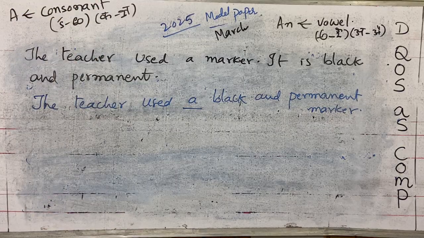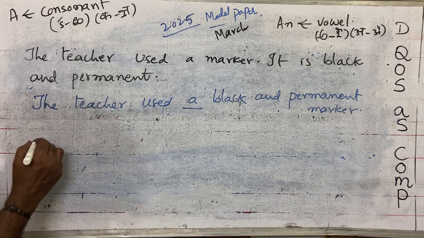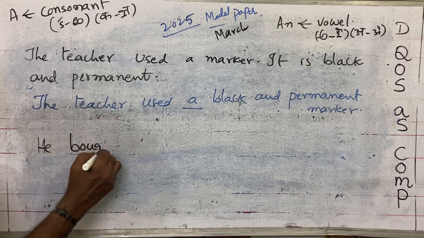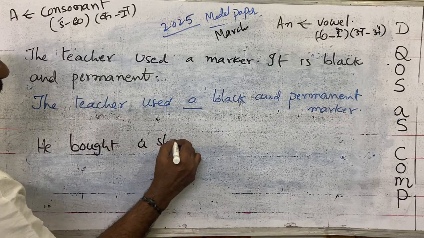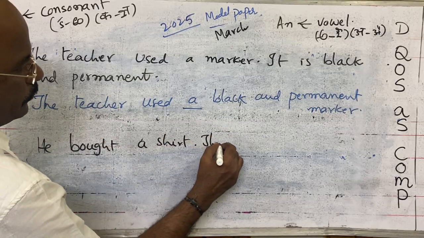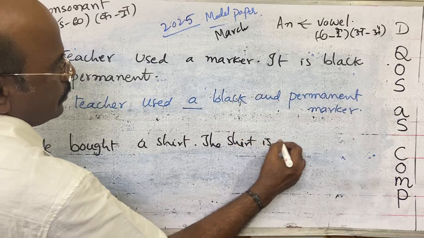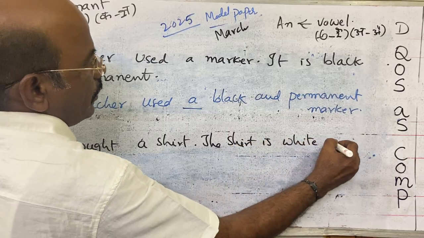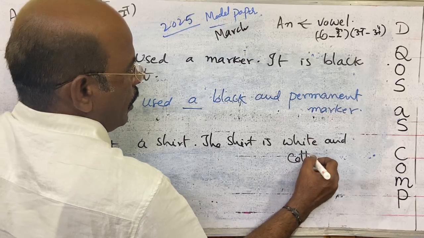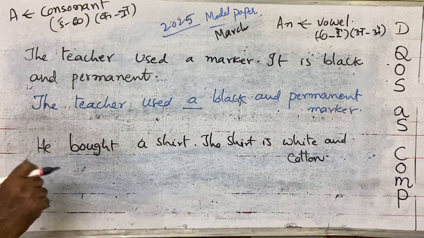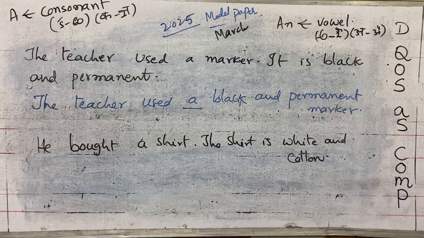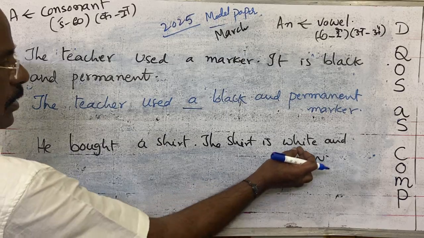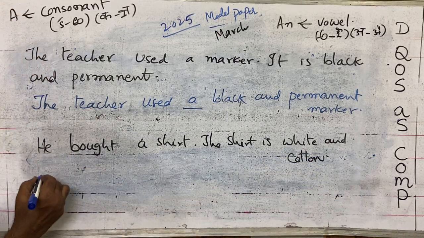One more question is, he bought a shirt. The shirt is white and cotton. He bought a shirt. The shirt is white and cotton. Now we have to describe the shirt. Just 2 seconds. How is the shirt? White and cotton shirt.